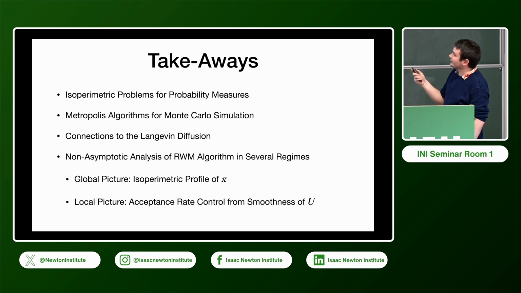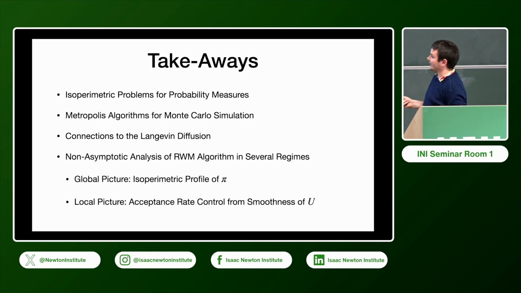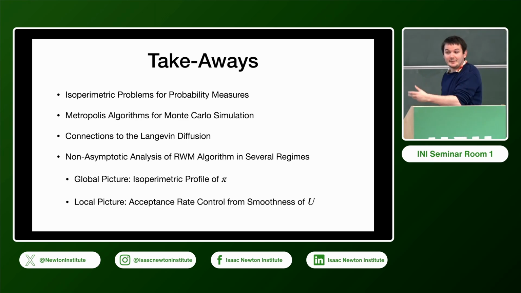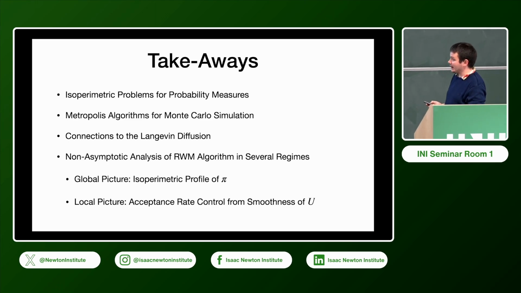Okay, so some takeaways here. I introduced these isoperimetric problems for probability measures, which start off feeling like a very static object, but actually there's a lot of dynamical information contained in there as well. And if you understand them well, then you can understand the long-time behavior of the process as well.